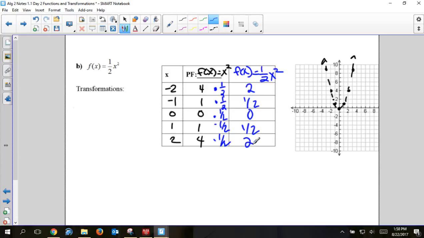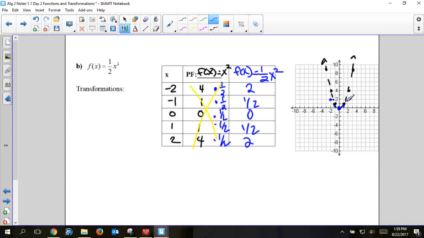Mine's hard with a big fat marker, but you're going to graph the original x's and the new transformed y's. So -2, 2, -1, 1/2, 0, 0, 1, 1/2, and then 2, 2. And if you look at your graph and you feel like that's not enough information to really see what that graph looks like, there's some halves in there, we can always choose more points. So I'm just going to choose one more just to be sure.